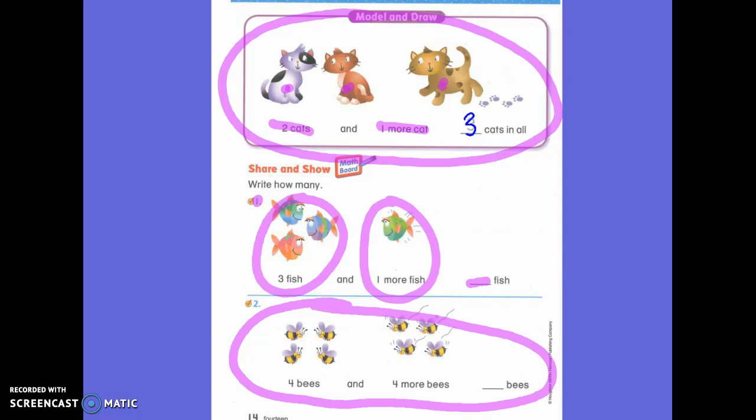Do you see how we're adding together? And how we're getting more, and how our numbers get bigger and bigger, because if we add more, then the numbers are bigger than what we started with. Do you have any questions?